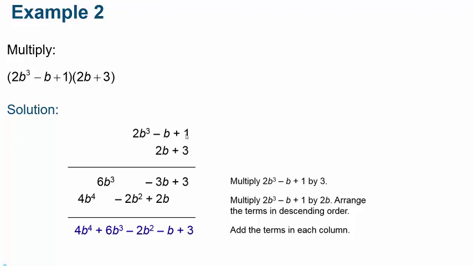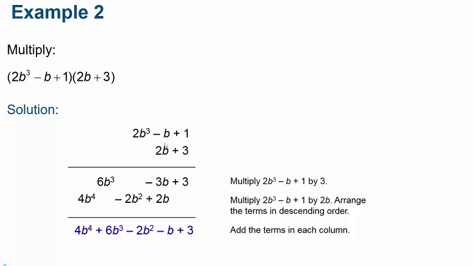So 3 times 1 gets me 3. 3 times minus b gets me minus 3b. And then 3 times 2b cubed, I'm going to put that as 6b cubed over here. And I'm going to leave a space for the squared terms, because there are no squared terms. Now I'm going to go here, 2b times 1. That gets me 2b, so I'm going to put that underneath its like term.